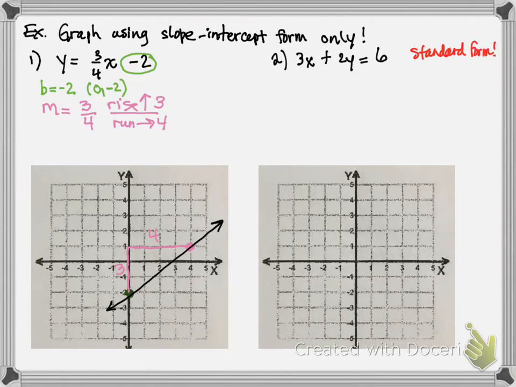So we're going to go ahead and solve it to get it into slope-intercept form. So we're going to isolate the y term first by subtracting 3x from both sides. That's going to give me 2y is equal to -3x plus 6. And then I'm going to divide everything by 2. And now I'm in slope-intercept form, y equals negative 3/2 x plus 3.